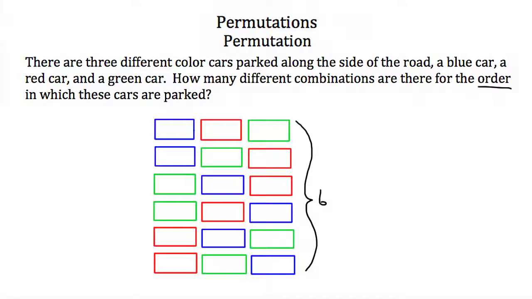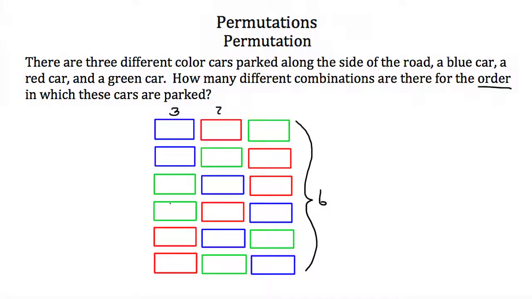Now, if you think of this as the fundamental counting principle, for the first car, there are 3 different options. We could pick the blue one, we could have picked the green one, we could have picked the red one. But the second car in order, there are only 2 different options, because if the blue car is picked first, then it can't be picked second or third. So if the blue one goes first, then the second one has to be either red or green.